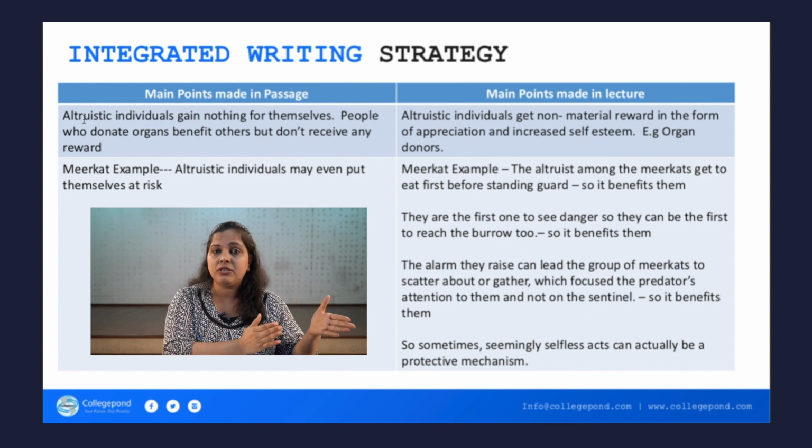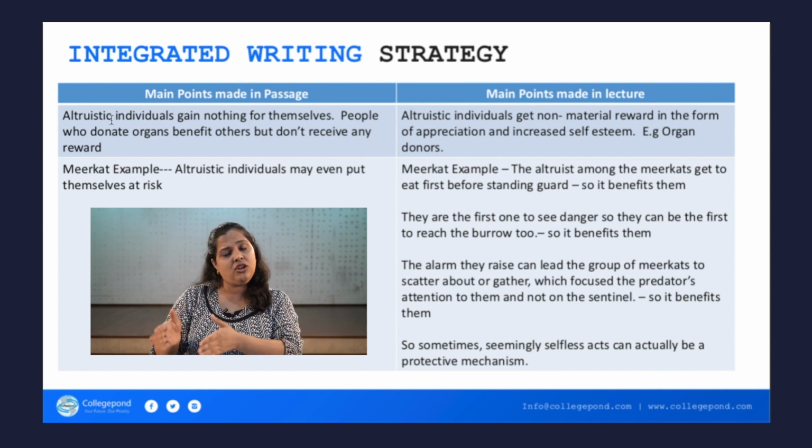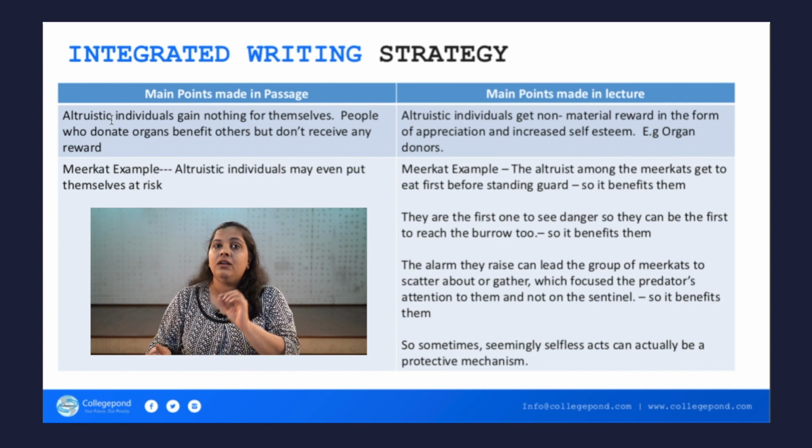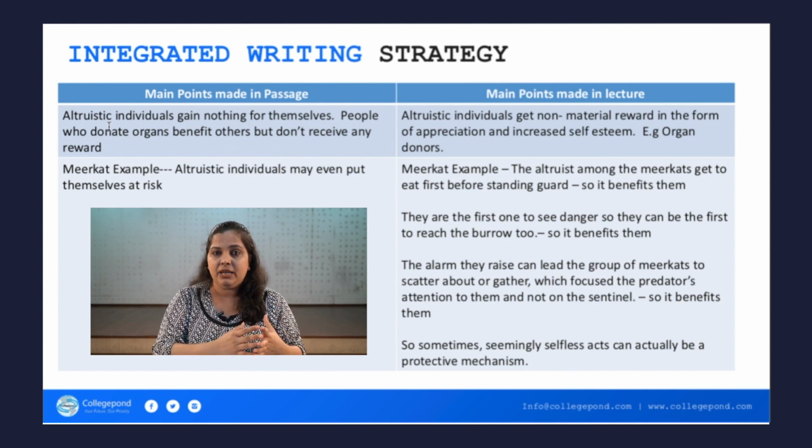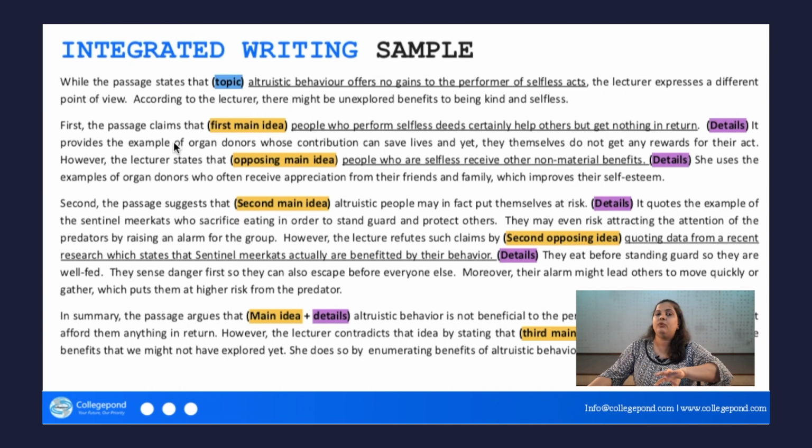One column talked about the points made in the passage and the other column talked about the points made in the lecture. So you can take the points made in the passage as your first main idea, the first point in that part. So you can use that and just convert it into a statement. First, the passage claims that, then whatever is your main idea in your topic. In this topic, it is people who perform selfless deeds certainly help others but get nothing in return. This was the gist of the whole first part of our passage, right?